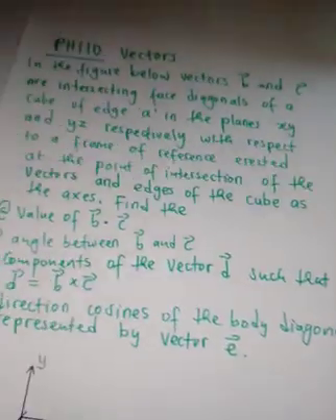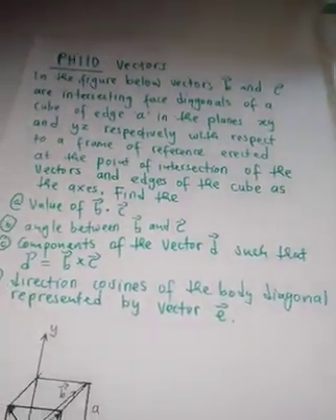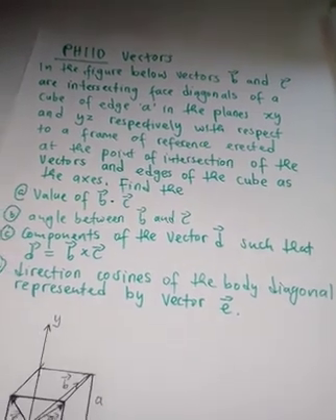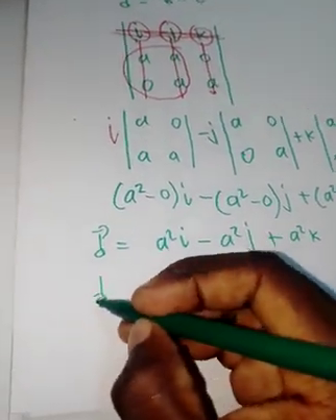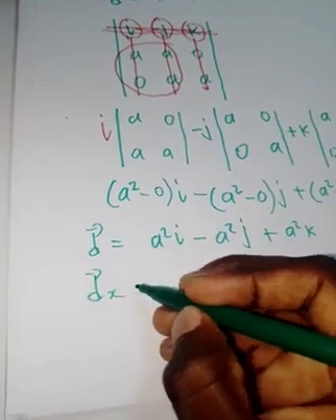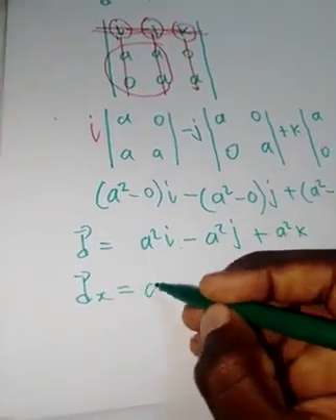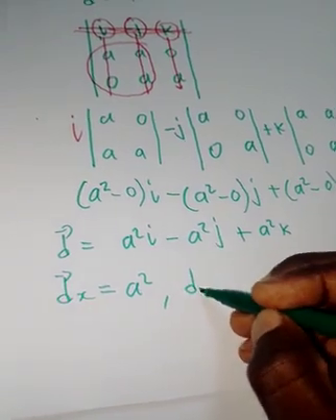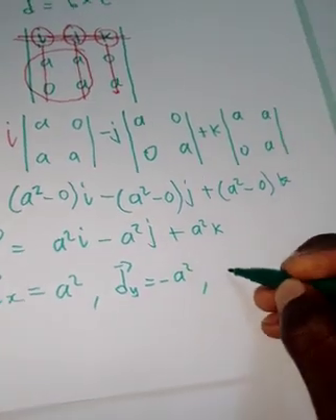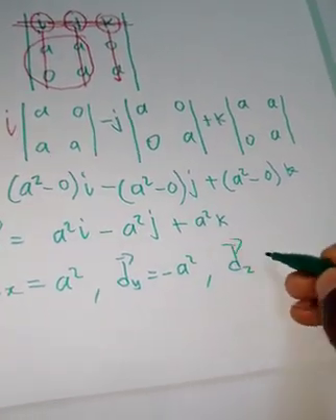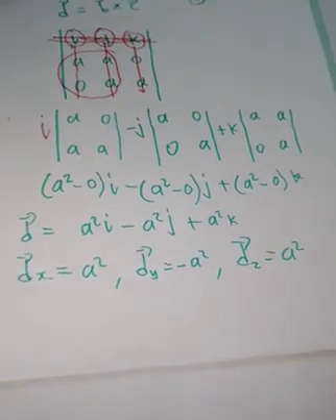We get back to the question then. Find the components of the vector D. Upon finding the cross product, Dx will be equal to what? It is this one. Dy will be equal to negative a squared, and the component in the z will be equal to a squared. That's it.